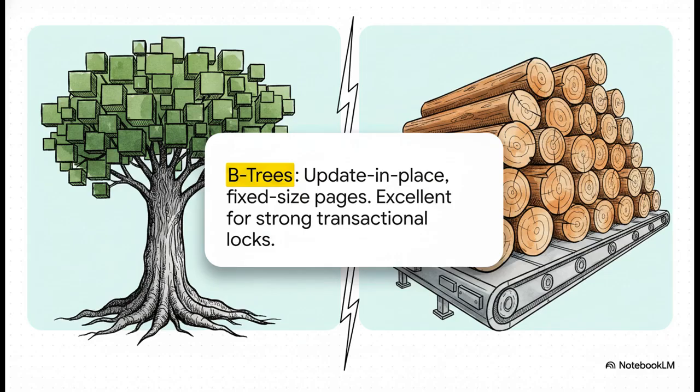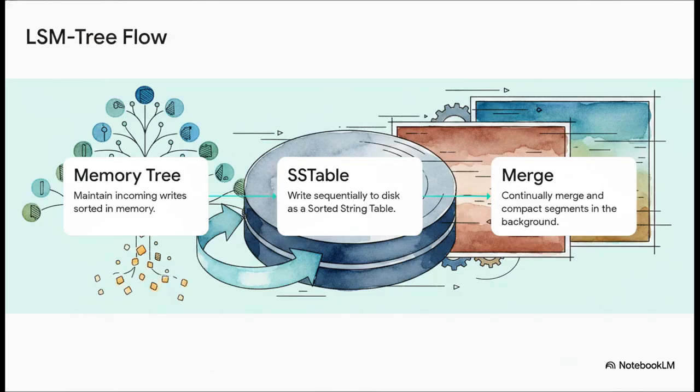On the other side, we have the log-structured approach of LSM trees. Think of these like stacked logs. They completely reject overwriting data. Instead, they use an append-only philosophy. This achieves blazing fast sequential writes, because the physical disk head doesn't have to constantly jump around searching for an empty spot. It just continuously writes in one long, uninterrupted stream. So, how do LSM trees actually work?